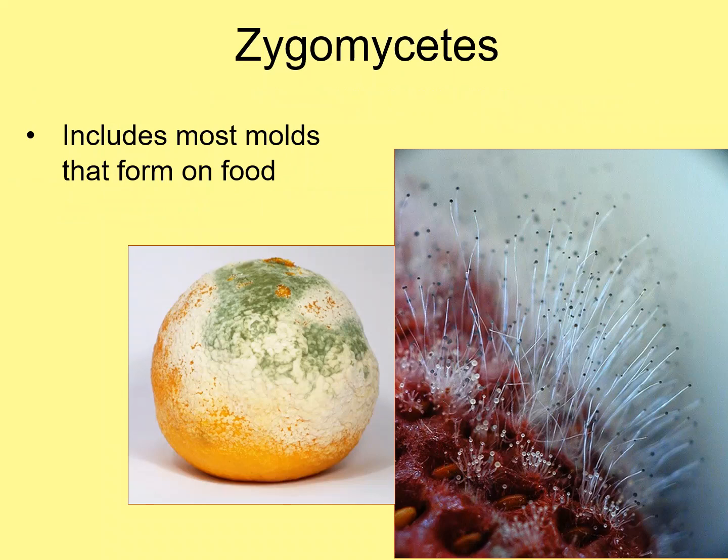Okay, so you'll notice there's not a whole lot on this slide. Not a lot of detail about zygomycetes, other than these are the types of fungi that are most commonly found on foodstuffs. So fruits, vegetables, those kinds of things, most likely to be a zygomycete. Bread mold is included in that category.